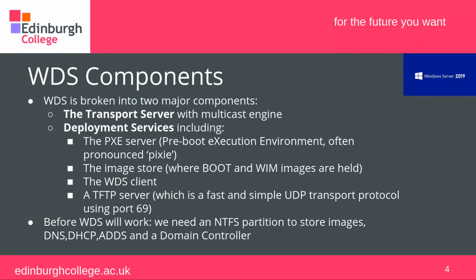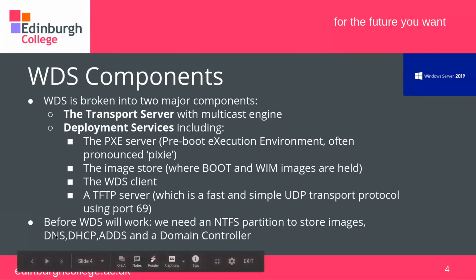But before we can have Windows Deployment Services working, we need an NTFS partition to store images. We'll need DNS working, we'll need DHCP working, and we'll need Active Directory set up. So luckily we've covered these in weeks 1, 2, and 3. So now that we're on to week 4, we can add on Windows Deployment Services.